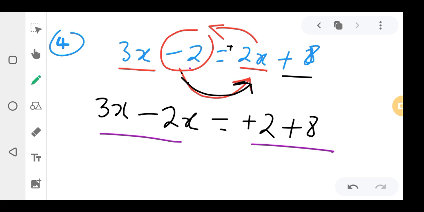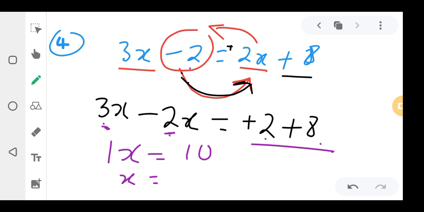Same with negative 2, when it crosses, it becomes positive 2. That's how you solve it, guys. And then 3 here minus 3 minus 2, it is x. Okay, it's 1x, which is the same as I say x, which is equal to 2 plus 8, it is 10. Okay, so x here is going to be equal to 10. Why? Because if there is 1 here, don't put it. Just say x is equal to 10.